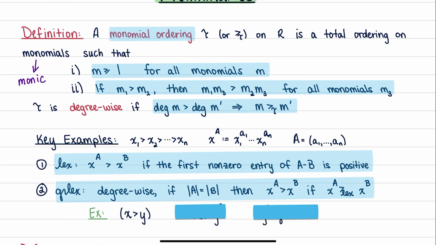And it says, give me two monomials. If they're different degrees, we have our answer. The one with larger degree is larger. If they have the same degree, then we use the lex order to decide which one's bigger.